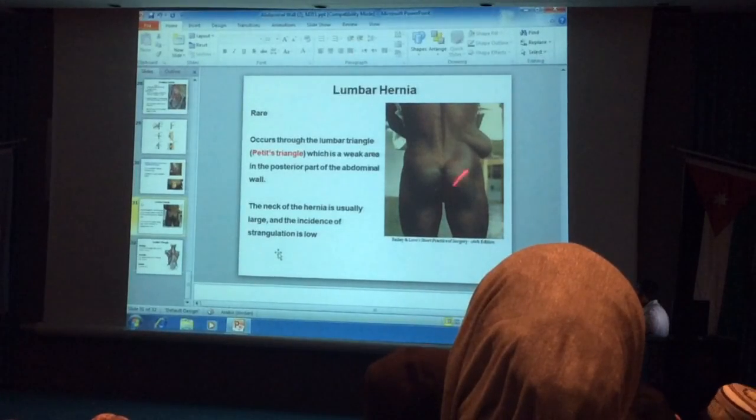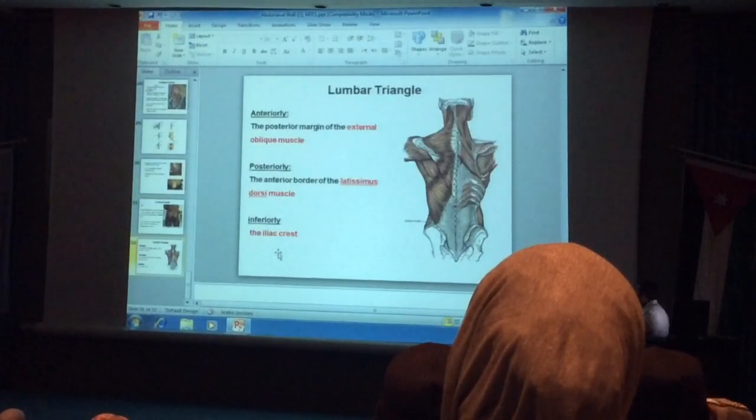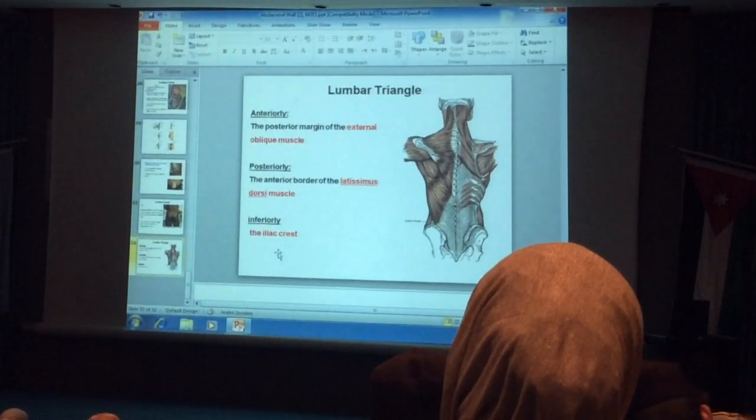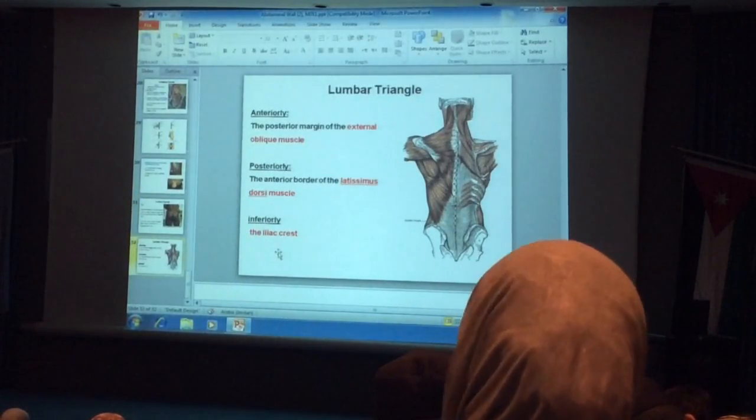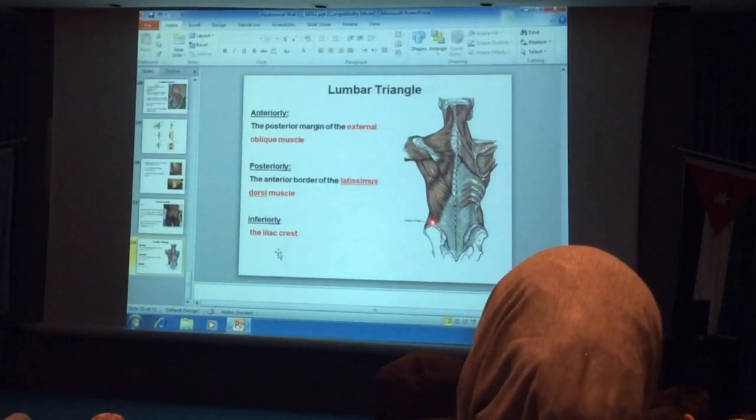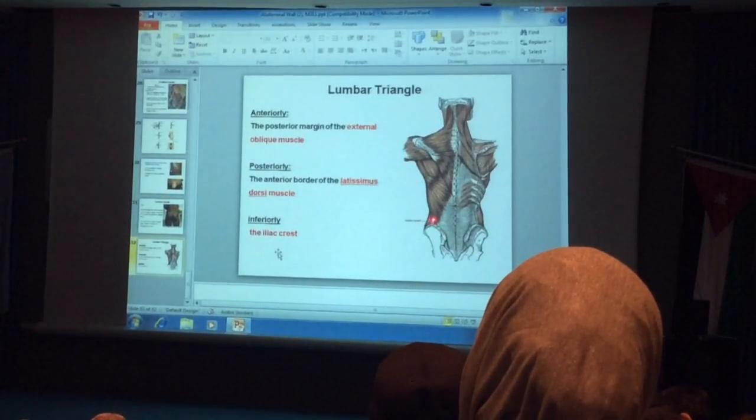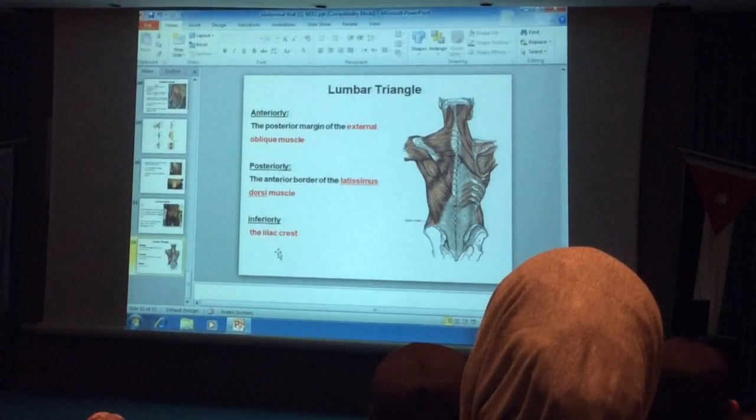The neck of the hernia here is very wide because the triangle is wide and the intestine can go out easily. What is the lumbar triangle? The lumbar triangle is an area of weakness in the posterolateral abdominal wall, as you see it here. This is the lumbar triangle, where there are not enough muscles to cover it.